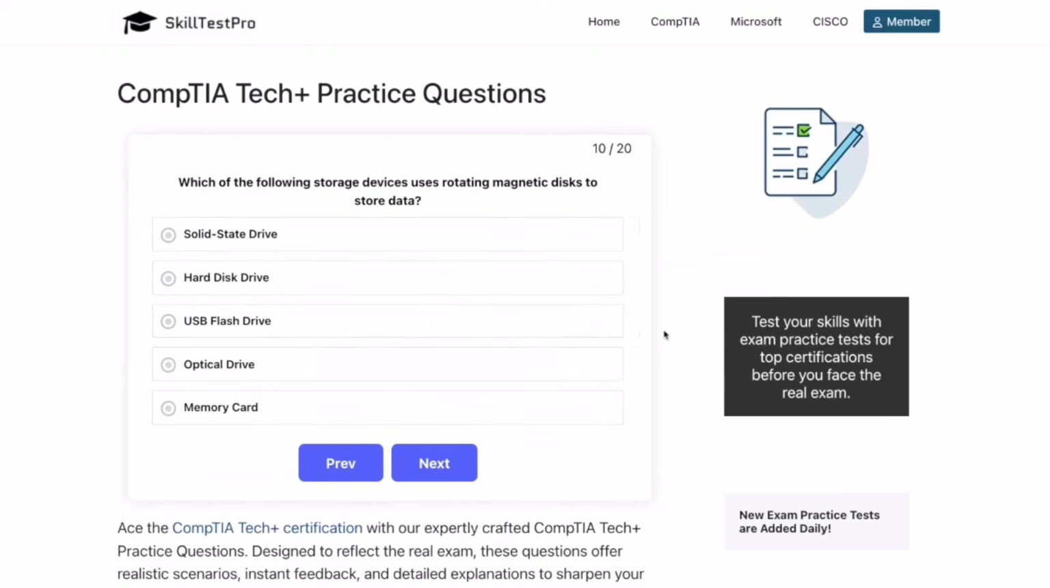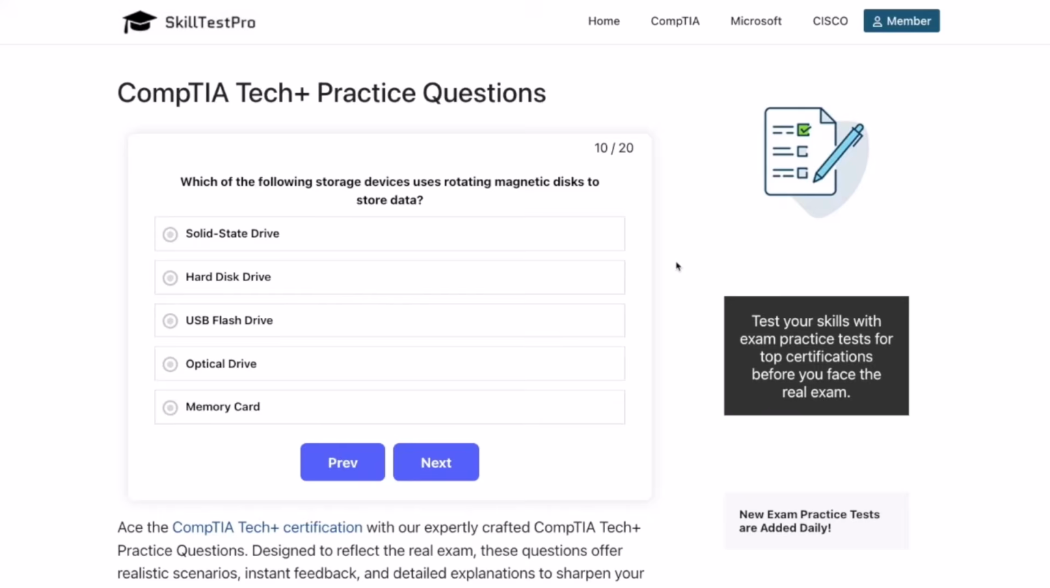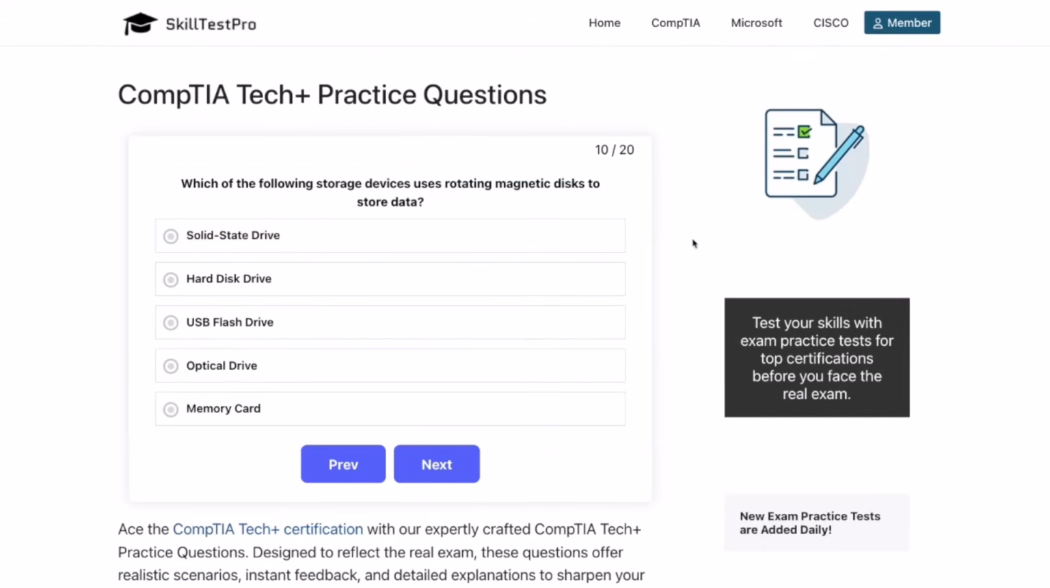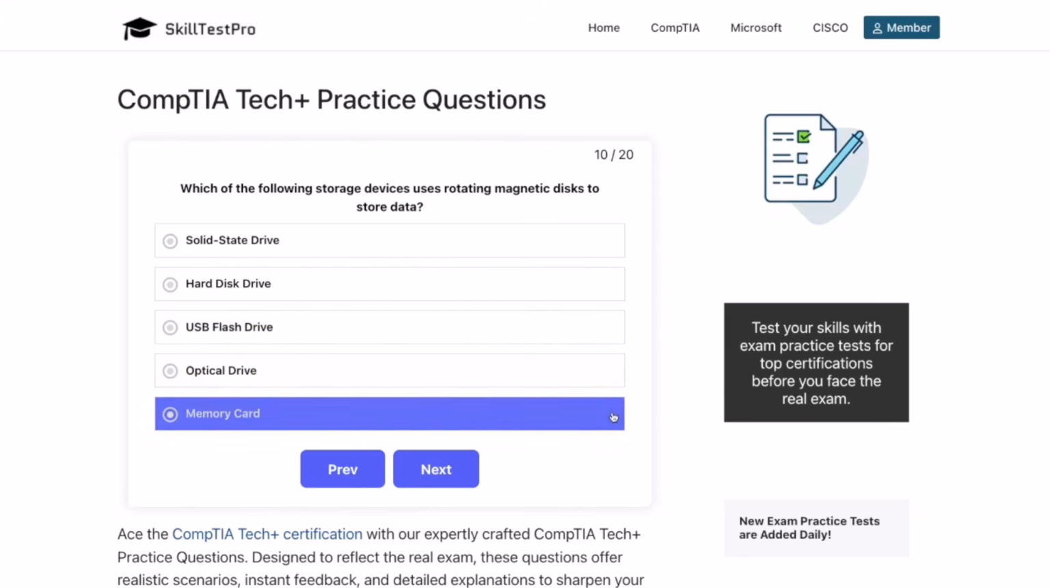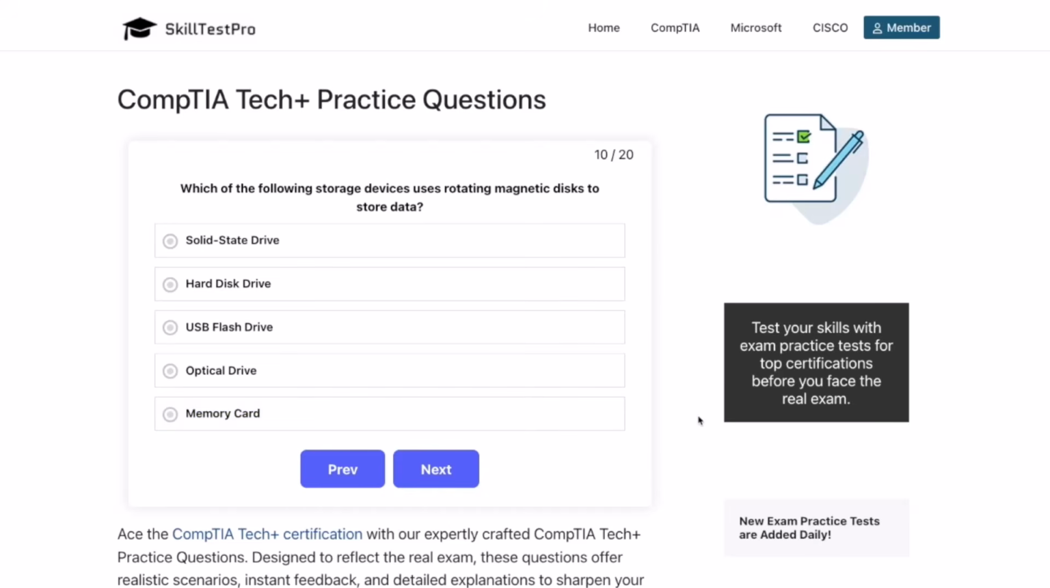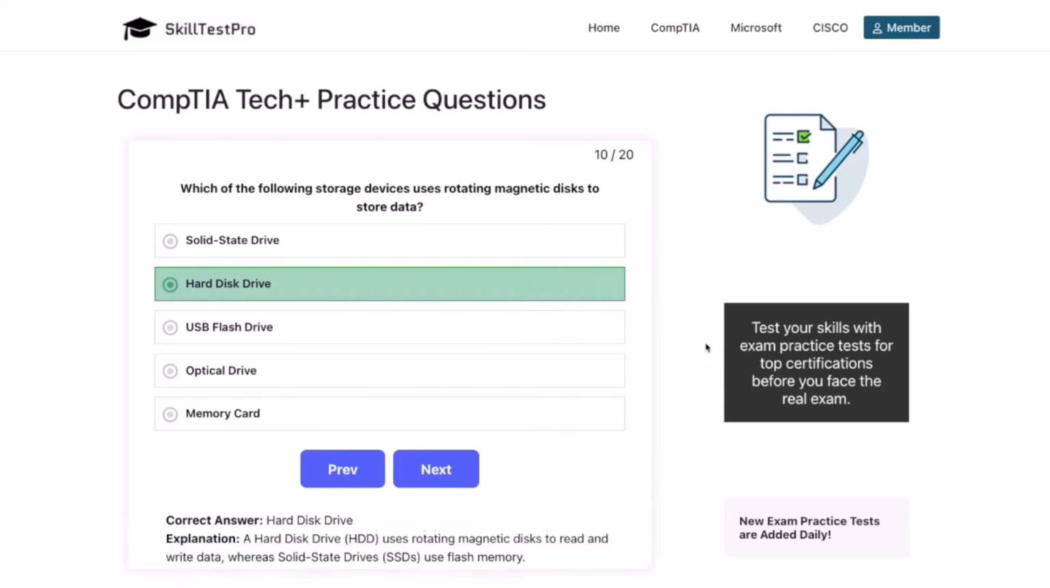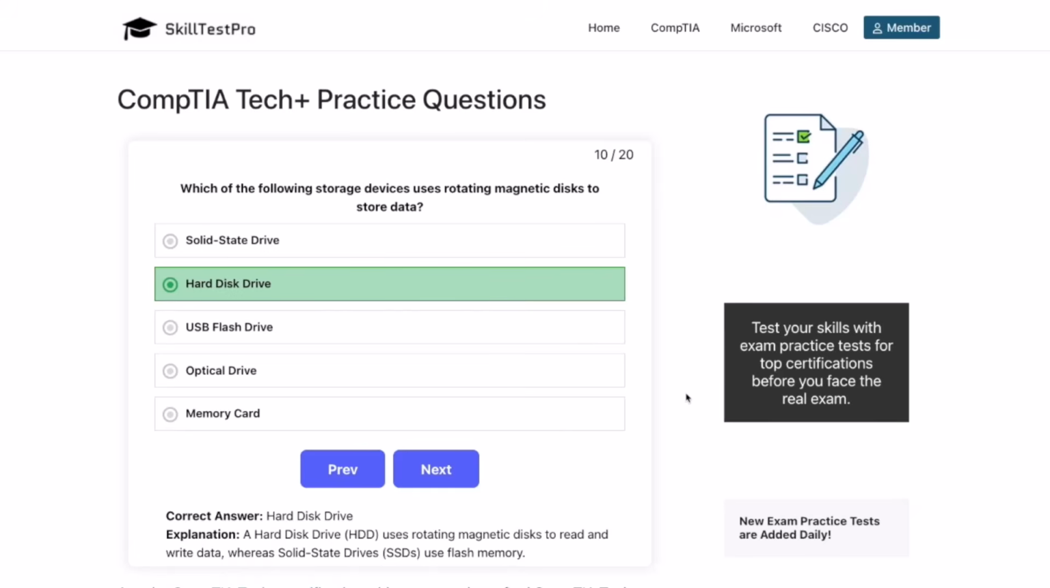All right, question 10. Which of the following storage devices uses rotating magnetic disks to store data? Solid-state drive, hard disk drive, USB flash drive, optical drive, or the memory card? The correct answer is hard disk drive. A hard disk drive, or HDD, uses rotating magnetic disks to read and write data, whereas solid-state drives, or SSDs, use flash memory.